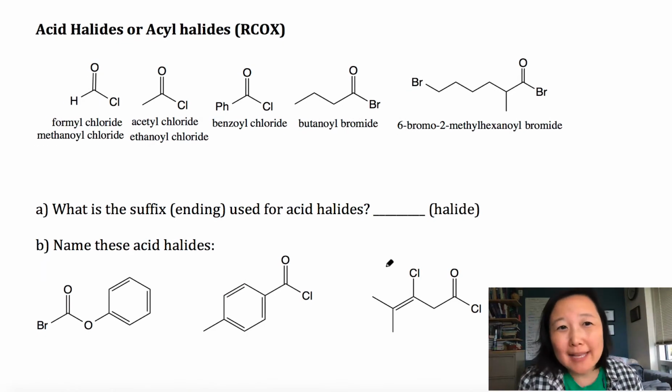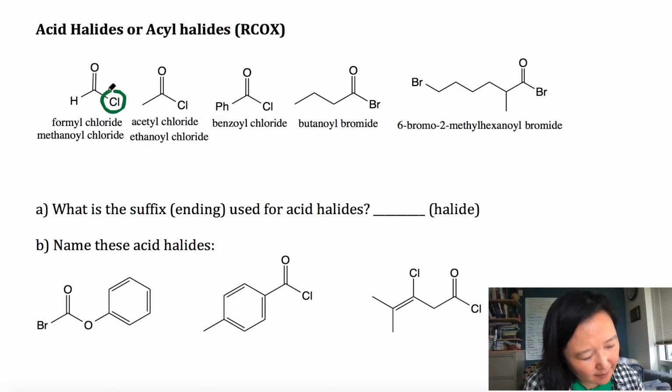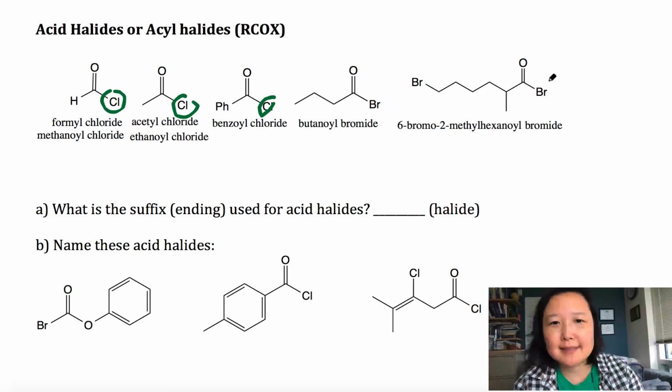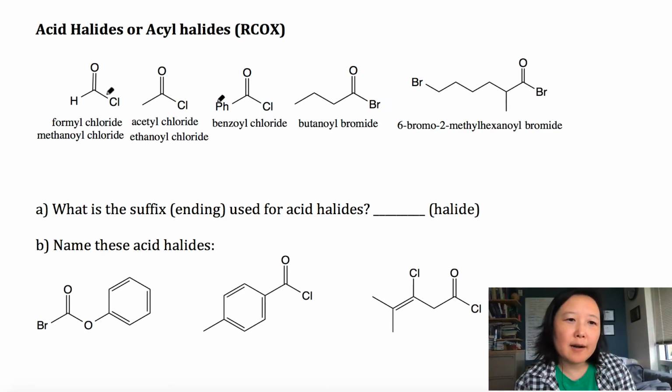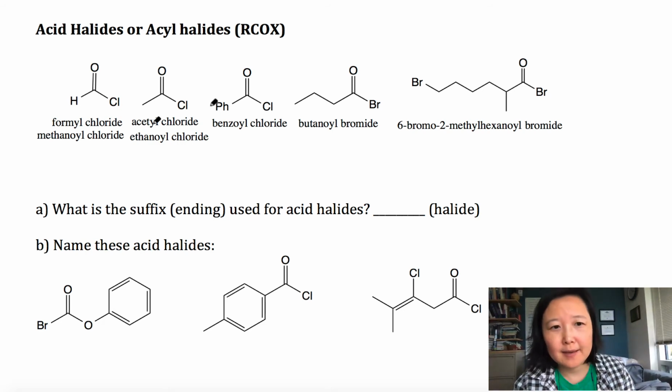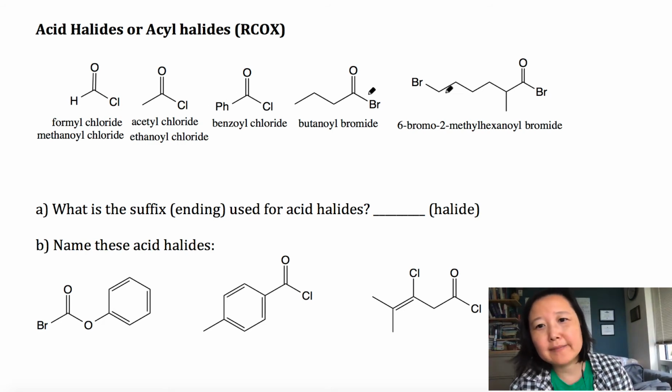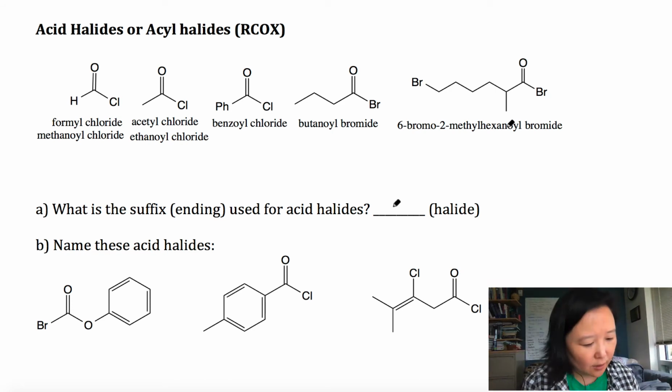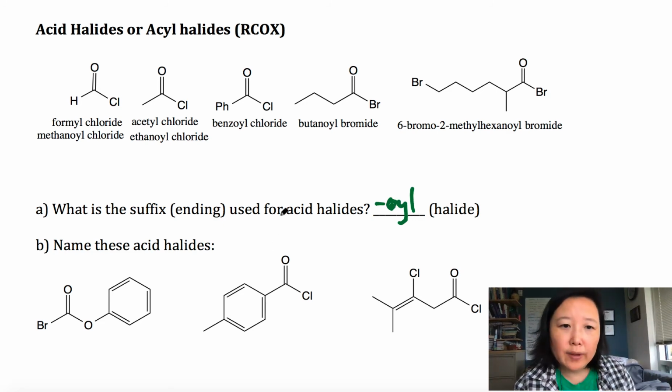Acid halides or acyl halides. Okay, these can be any halogen here. I'm using chlorine or bromine because they're the most common in synthesis. All right. Same thing, one carbon, common name is form, so formyl or methanoyl for a systematic name. Acetyl or ethanoyl. Benzoyl, butanoyl, hexanoyl. All right, so the ending is -oyl. Really weird. Okay. And with the -oyl ending, then we name the halogen last. Okay? Go through these examples, make sure they make sense, and then try naming these.